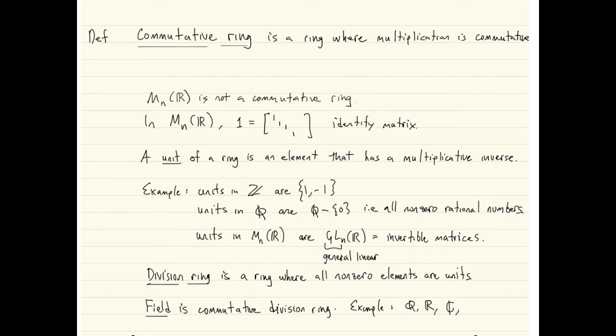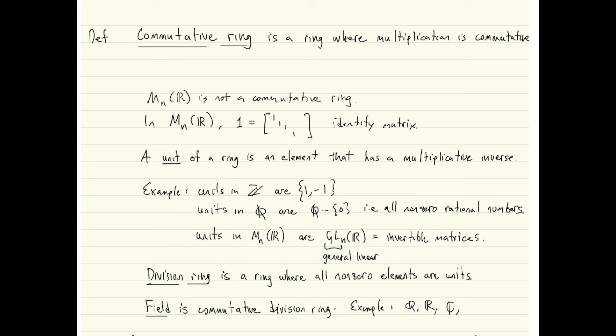Why isn't something like 2 a unit? Because the multiplicative inverse of 2 would be 1/2, and that's not an integer. It is a fraction though, and so the units in the rational numbers are everything except 0. For example, if you have a fraction 3/5, its multiplicative inverse is 5/3 because 3/5 and 5/3 multiply to 1, and so everything except for 0 has a multiplicative inverse. This will be an example of a field where you can divide by everything except 0.